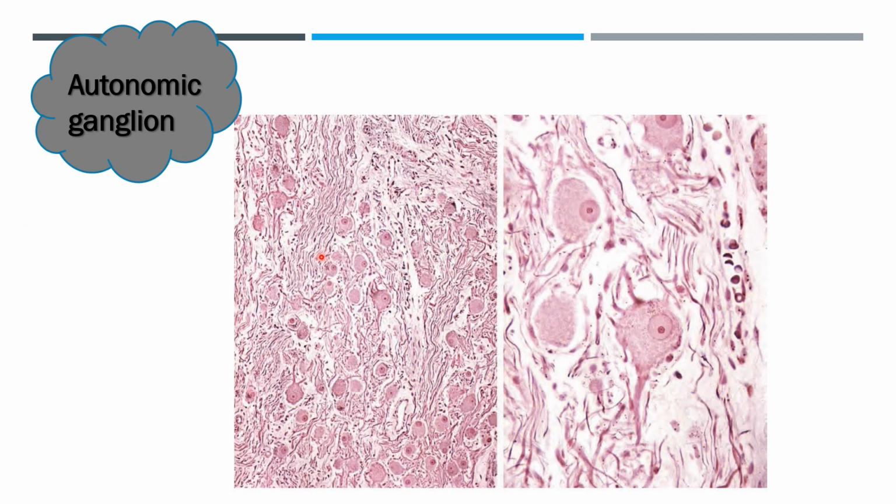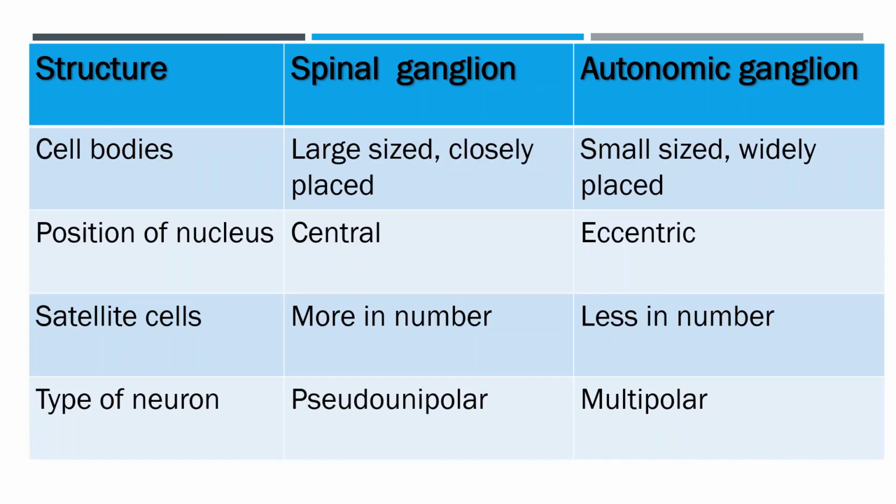This is the section showing the autonomic ganglion. They are not forming aggregations, they are just scattered here and there, and these are multipolar neurons. They are smaller than the pseudo-unipolar neurons that we see in the spinal ganglion. We can see the nerve fibers running between them. We can see the eccentric nucleus and fewer satellite cells around the multipolar neurons. This is a very important difference between spinal and autonomic ganglion. Here they are large sized and closely placed, whereas here they are small sized and widely spaced. They are scattered. In the spinal ganglion, the position of the nucleus is central and round.